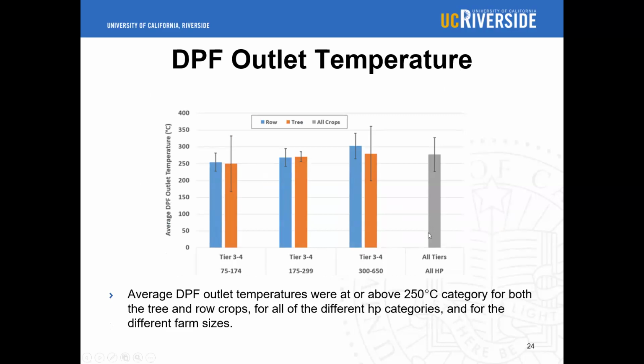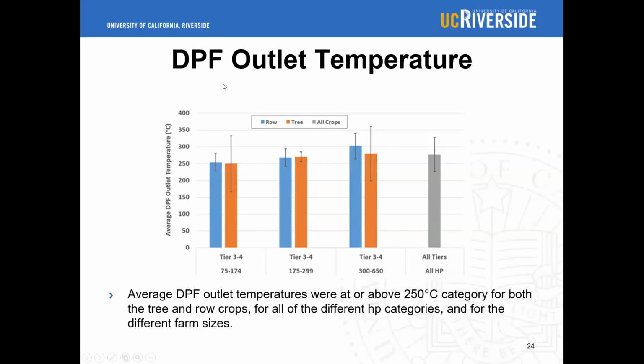So, DPF outlet temperature, we looked at this several different ways. Here the y-axis is the average DPF outlet temperature, and you can see that on an average basis, it was pretty close to 250 degrees C, at which temperature one would expect that the SCR would be operating on an average basis. But we're also going to look at other distributions.